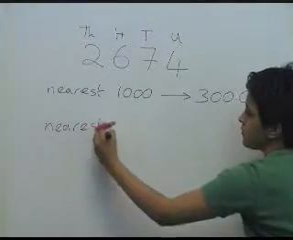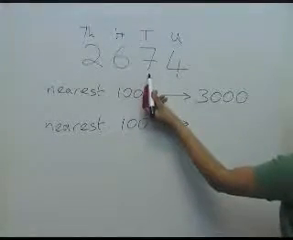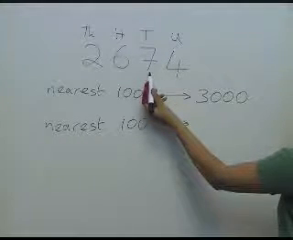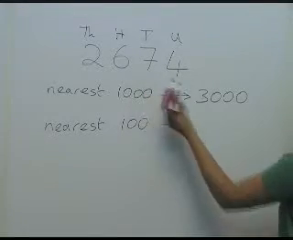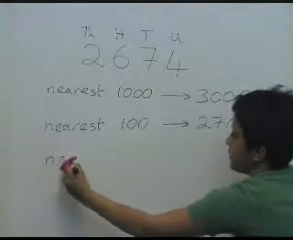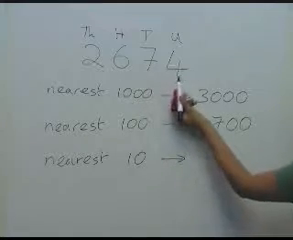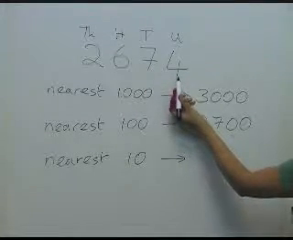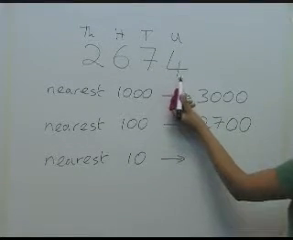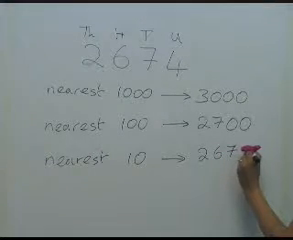If you are asked to round that number to the nearest 100, we look at the next column along from the 100, and that number is 5 or more, so our number is nearer to 2,700 than it is to 2,600. And finally, if you are asked to round to the nearest 10, we look at the next column along, and that 4 is not bigger than 5, and therefore our number is nearer to 2,670 than it is to 2,680.